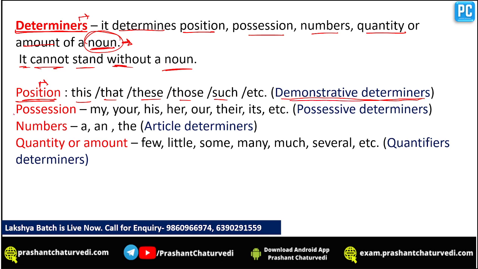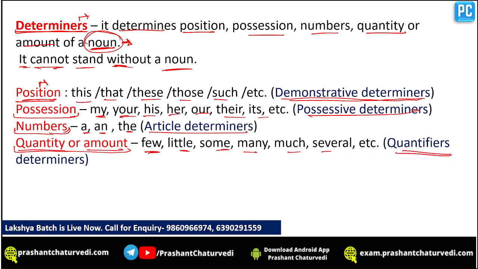And the determiners which determine the possession of a noun are my, your, his, her, our, their, its. These are possessive determiners. And the next one is the determiners which specify the number of a noun, which are a, an and the. And these determiners are called article determiners. And the next one is quantity or amount. The determiners which specify the quantity or amount of a noun are few, little, some, many, much, several, etc., and many more. Clear? And these determiners are called quantifier determiners.